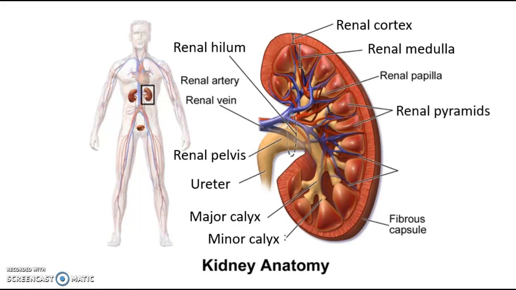Within the renal medulla, we see those pyramids, which I actually pointed to this one down here. We'll talk more about what the renal pyramids do a little bit later. And then we have the renal columns, which are the spaces between the renal pyramids. We can see blood vessels going through those renal columns.